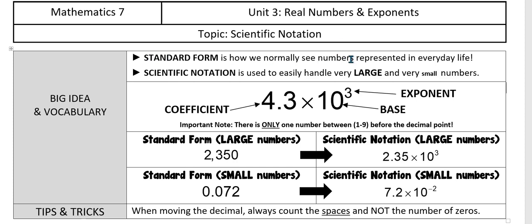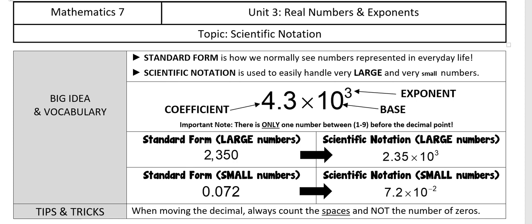So there's going to be lots of zeros in standard form, either before the decimal or in between the decimal point in the number or at the end of a number. But scientific notation is going to make it a lot easier to write those without having to write all of those zeros. So when we write a number in scientific notation, there are a few different parts that we have.